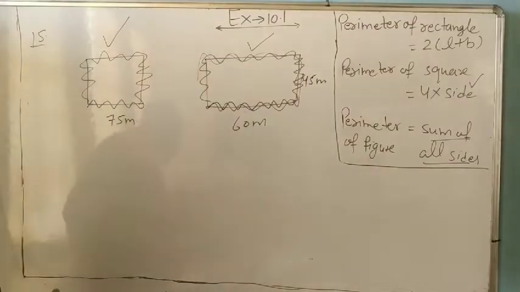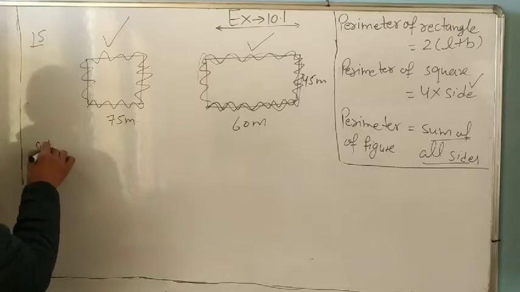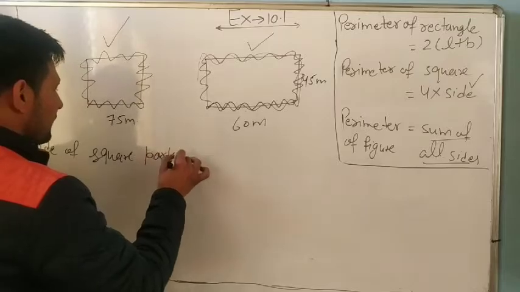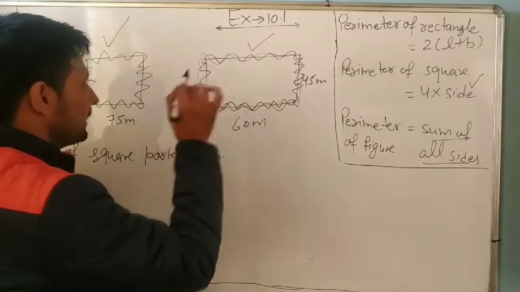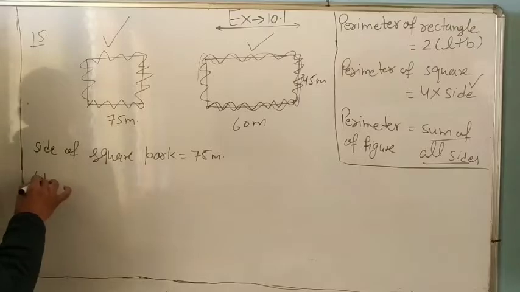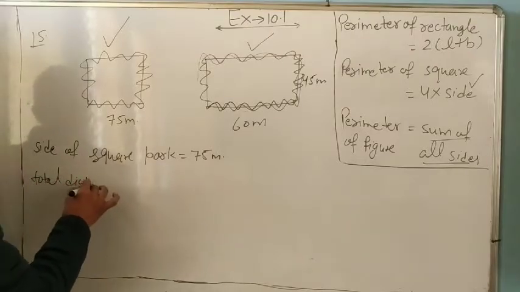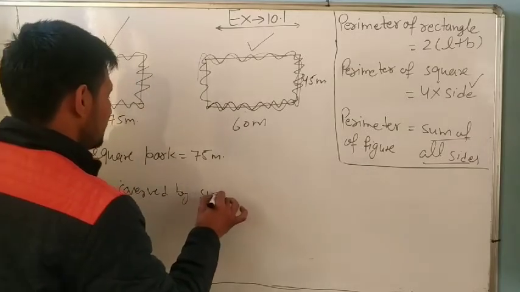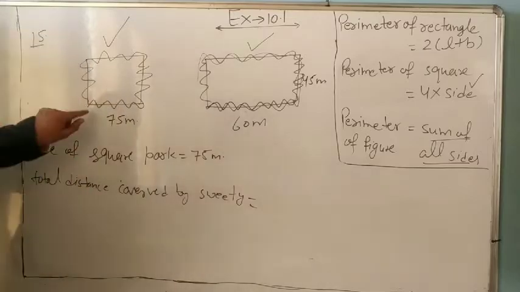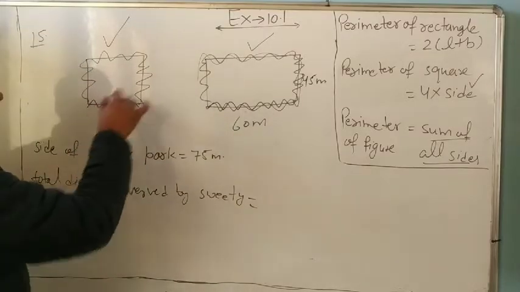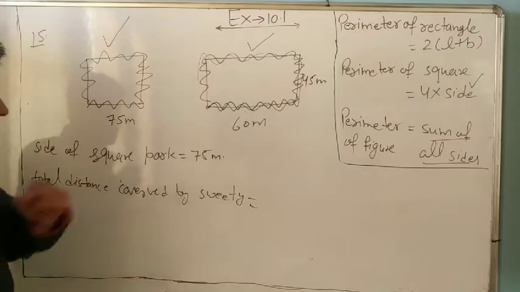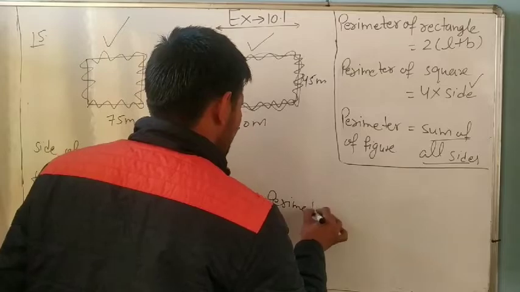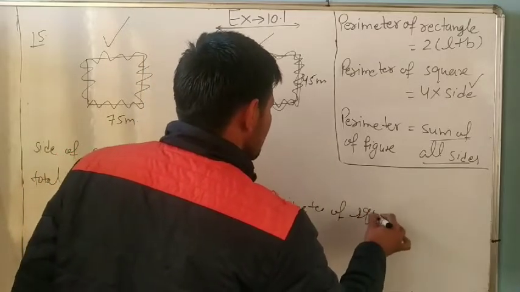What is given? Sweetie, a square park. So write, side of the square park equal to how much? 75 meter. So we will write total distance covered by Sweetie. How much? Total distance, because Sweetie is running around the square. So total distance covered by Sweetie equals the perimeter of the square.